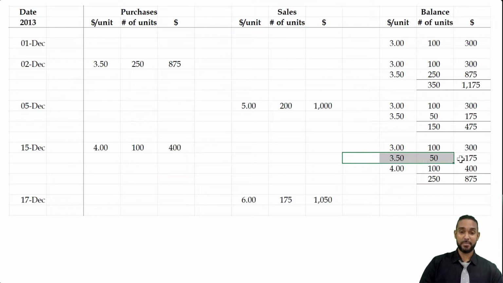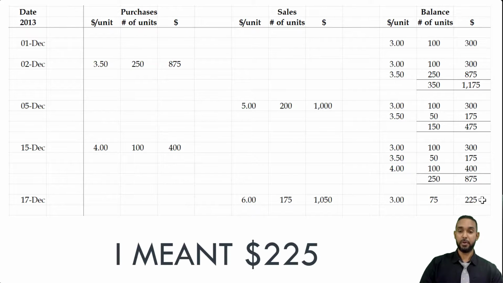So this entire batch is going to sell out, and we still need to sell 25 more units to make up the full 175. Because remember, it's 175 we're selling, and these two batches only account for 150. So we're still 25 short. Where's that going to come from? Well, the first batch of opening stock that was untouched all the time, it's going to come from there. And if you sell 25 units out of that batch, guess what? You're going to have 75 units left. And at a unit cost of $3 each, your total value of ending inventory will be $225.